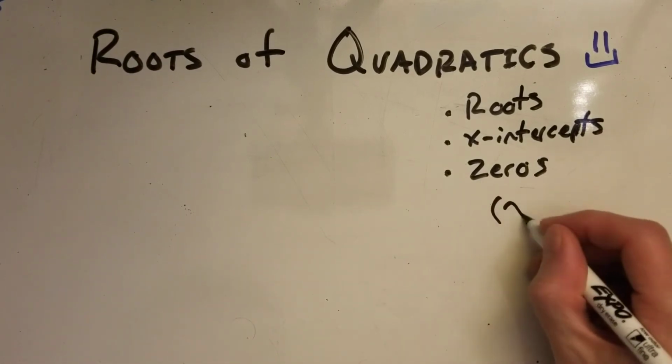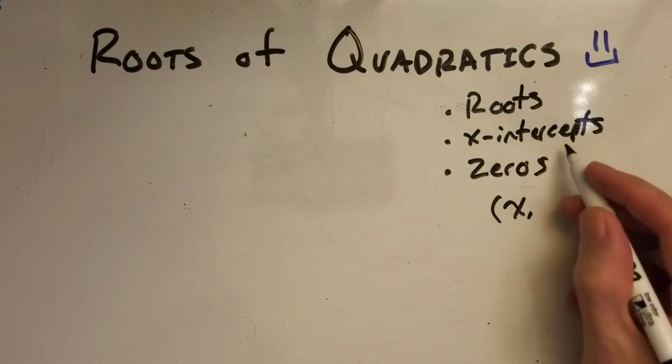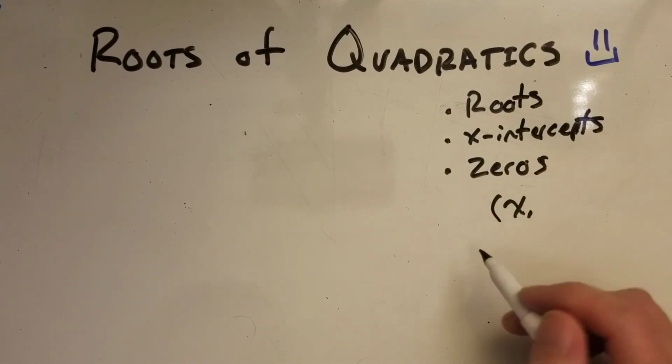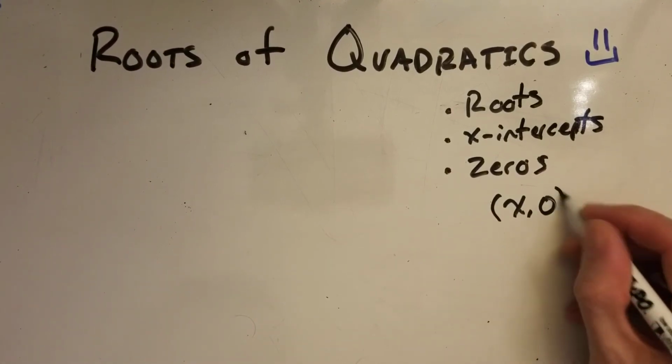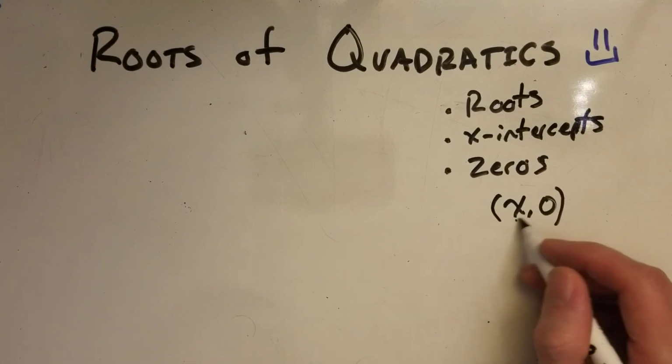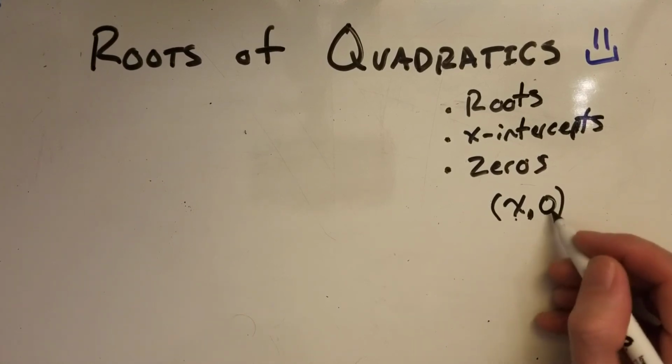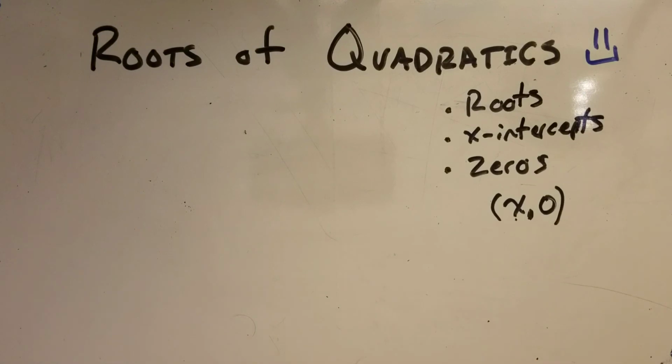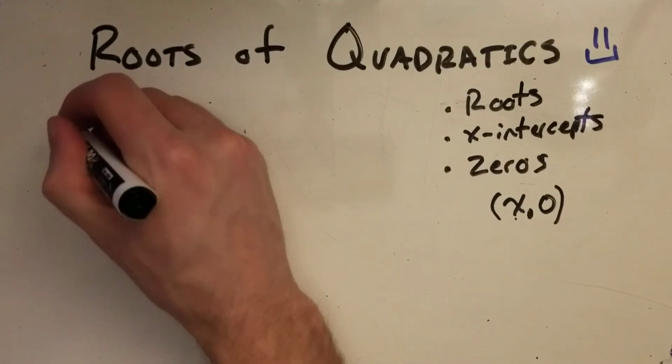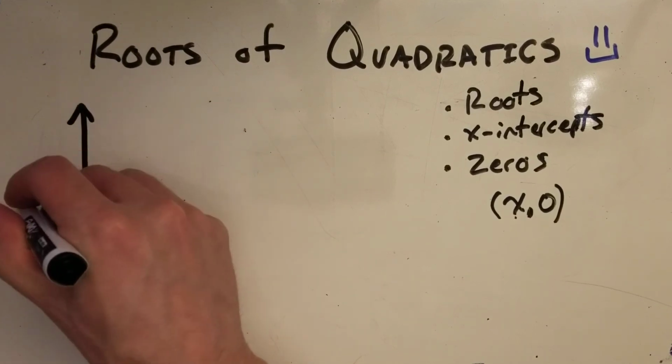So at the x-intercept, or the roots or zeros, that's going to be where our y value is 0. So as an ordered pair, it's always going to be x, comma, 0. So whatever x is, comma, 0. With quadratics, we have 3 scenarios here. So let's look at our first scenario.